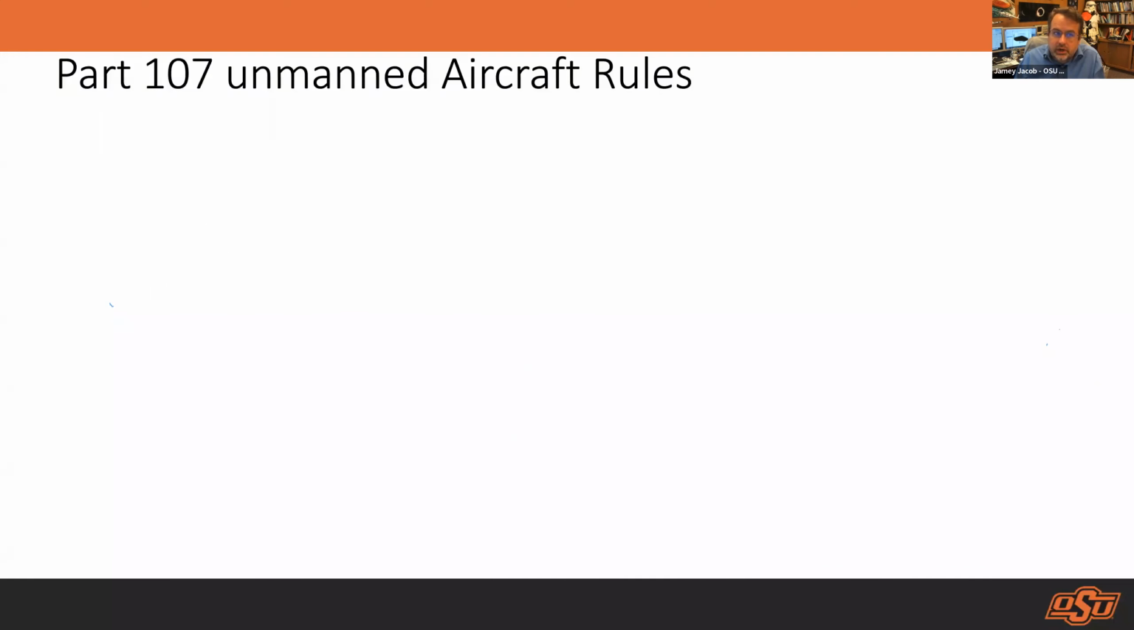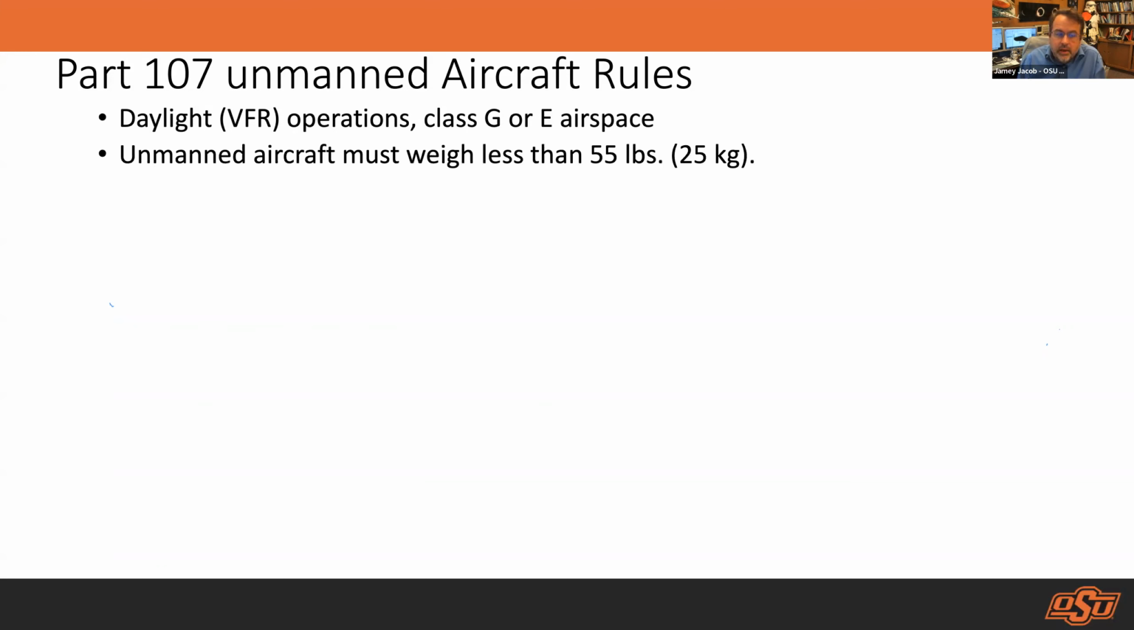Now, there are a lot of rules here for Part 107. I'm not going to go through all of them in detail, but we'll try to run through these pretty quickly. First and foremost, you can operate in the daylight under what's called Visual Flight Rules, or VFR, in Class G or Class E airspace. And we'll define what Class G or E airspace is in a minute. As we mentioned, these are for small UAS, so the vehicle must be less than 55 pounds. It cannot be 55.0 pounds. It must be 54.999 pounds.